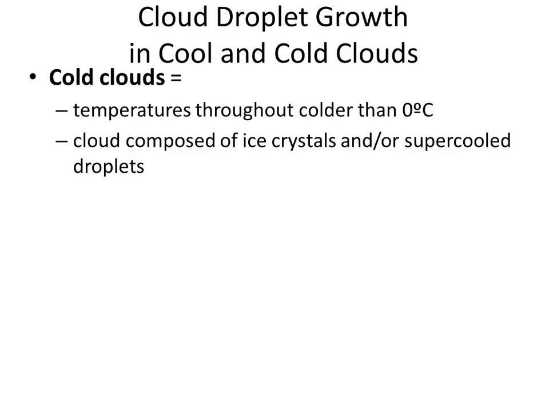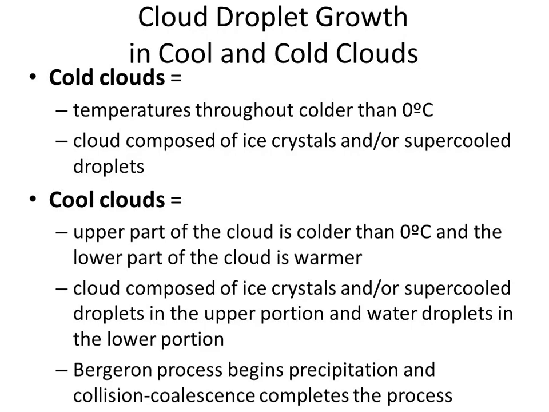Okay, so cold clouds, Bergeron process, right? And cool clouds, we just finished warm clouds. That's the collision coalescence process. Cool clouds are in between. So basically you can have the Bergeron process happening at upper elevations within the same cloud, and you can have the collision and coalescence process going on. Okay, just for the record.